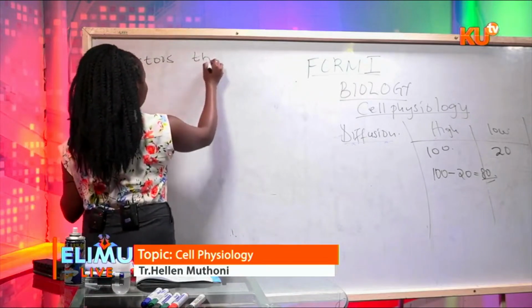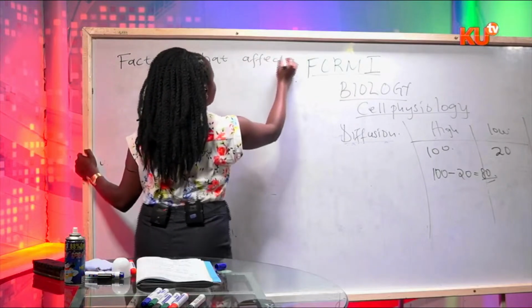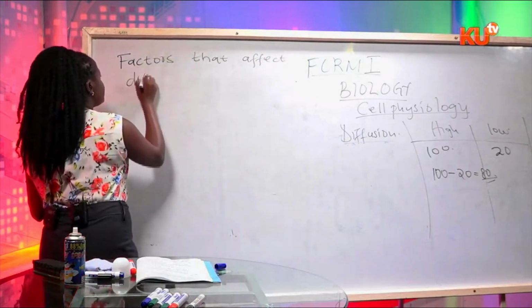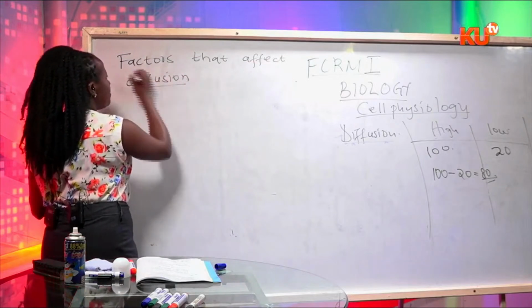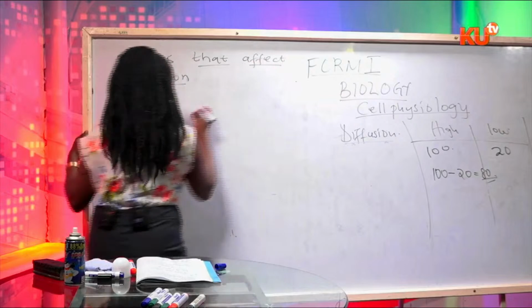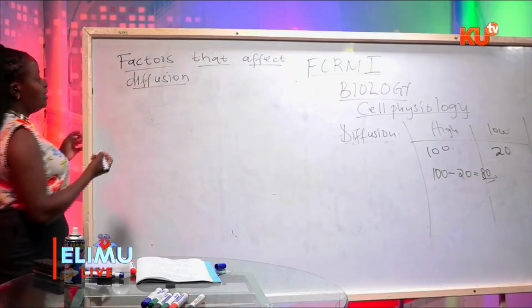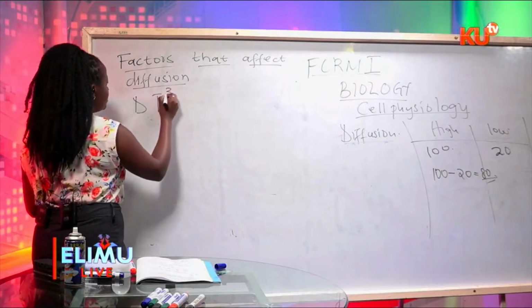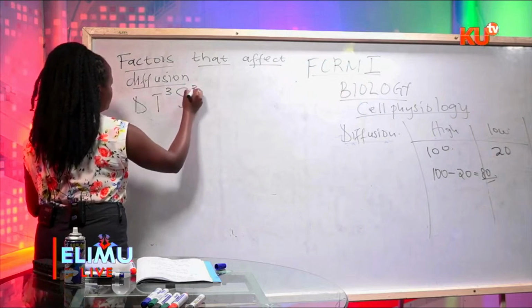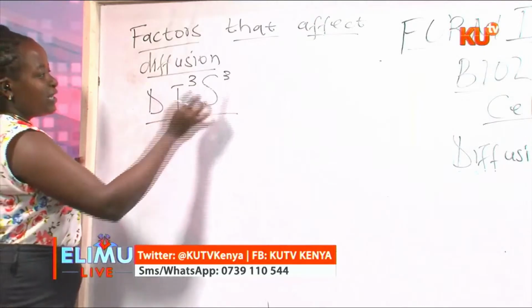Factors that affect diffusion. There are 7 in number. So there's an acronym that you can use to remember these 7. So you write D, T cubed, S cubed.